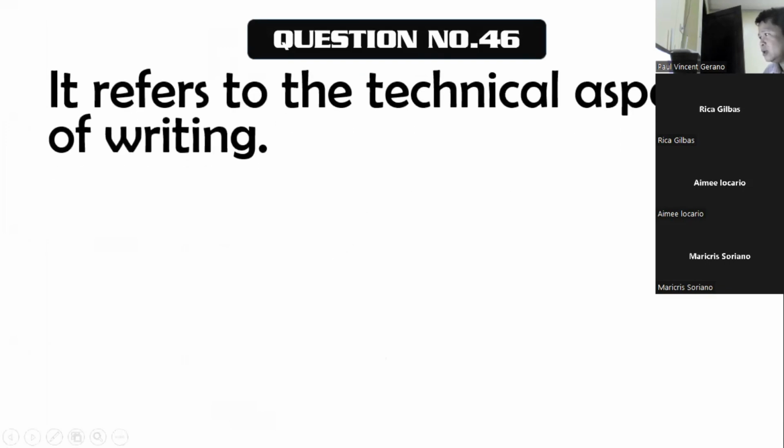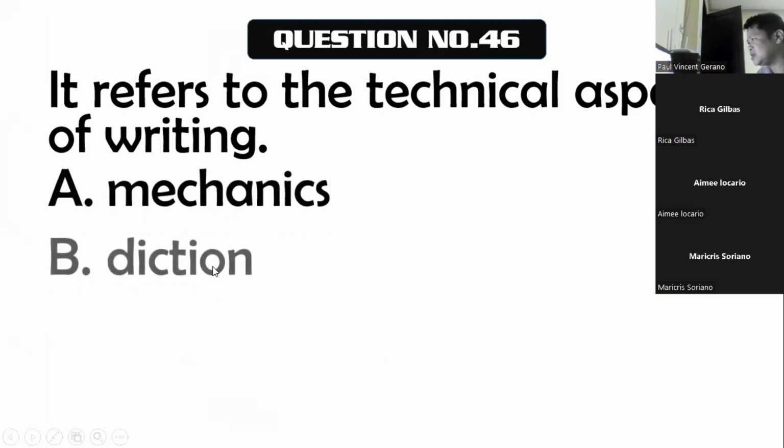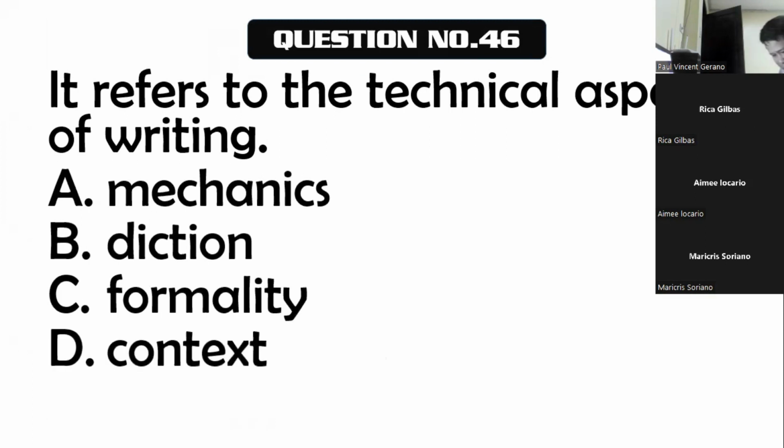Question 46. It refers to the technical aspect of writing. A, mechanics. B, diction. C, formality. D, context. Technical aspect of writing. The answer? Rika said, Crystal said letter A, mechanics. Rika said mechanics as well. Some more answers, please. Okay, the correct answer is letter A, mechanics. What is the other term for mechanics? It's convention. Another term for mechanics is convention.